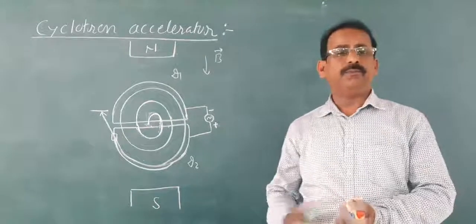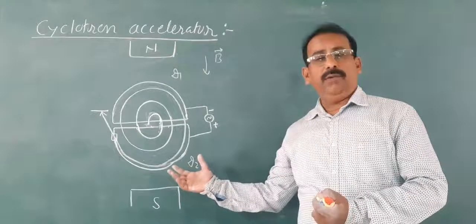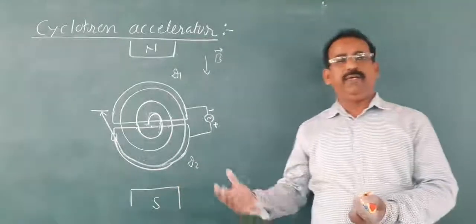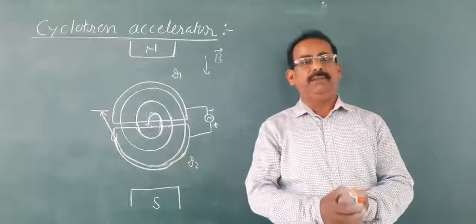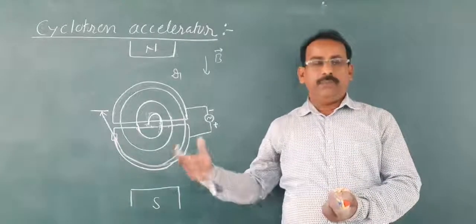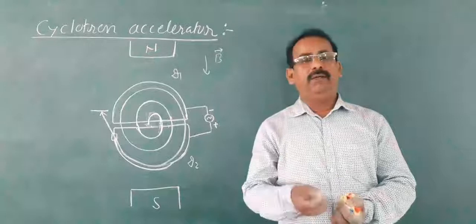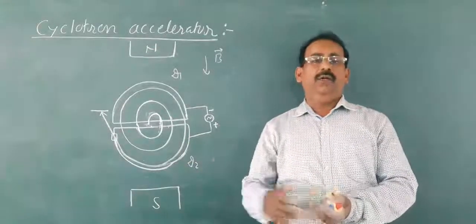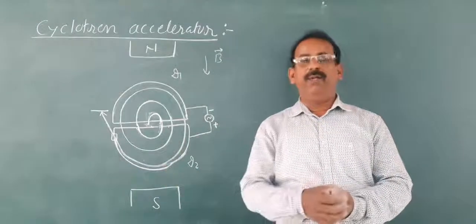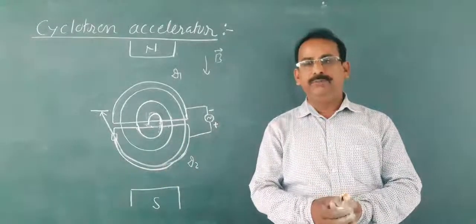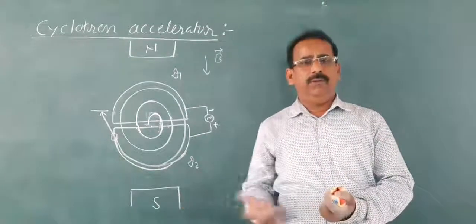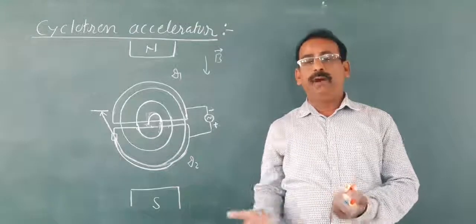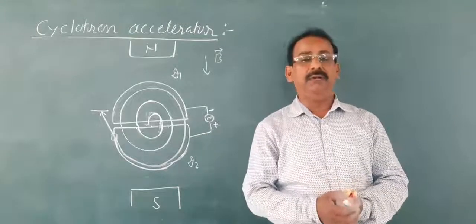Now, here we will find mathematical expression for the velocity of this charged particle. Then we will find mathematical expression for period of this charged particle. From that we can find frequency of this cyclotron also. And from the expression of velocity, we can find maximum kinetic energy gained by the charged particle.